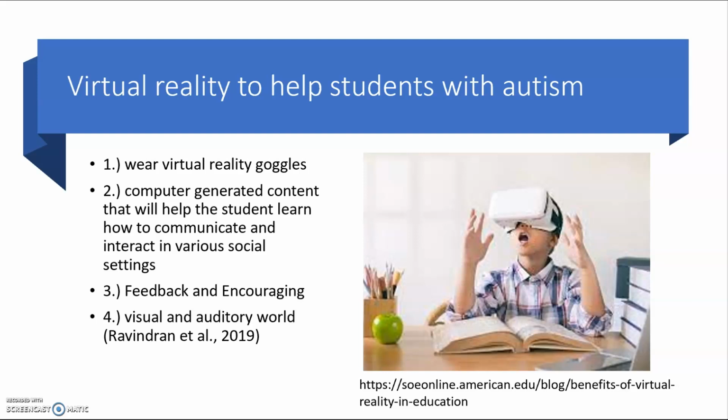So kind of how it would work is that there would be a smartphone that is placed in a headset, and basically this would create virtual reality goggles, and then there'd be computer-generated content that will help the student learn how to communicate and interact in various social settings. So there could be different social settings created. So maybe he's on the street and there's some person on the street and they walk up to that person and learn how to start a conversation with that person.